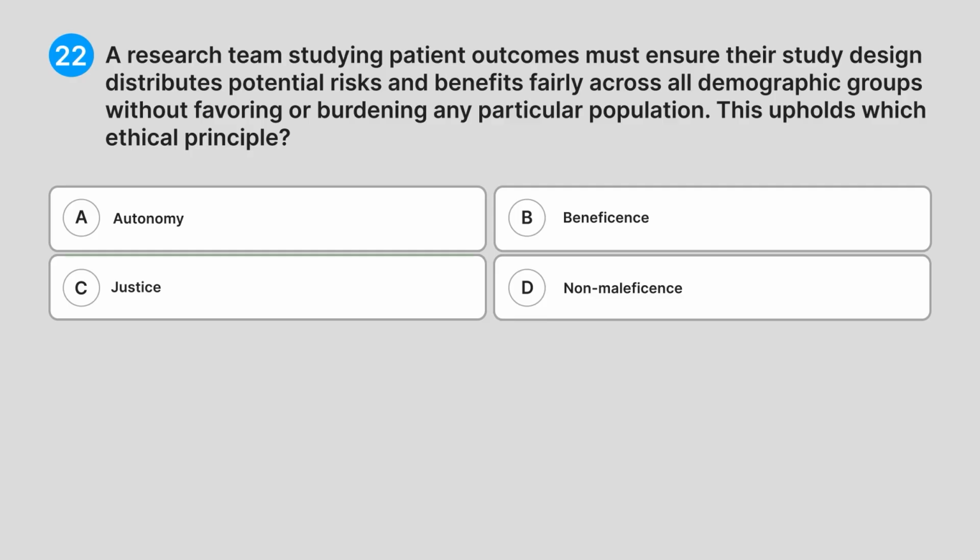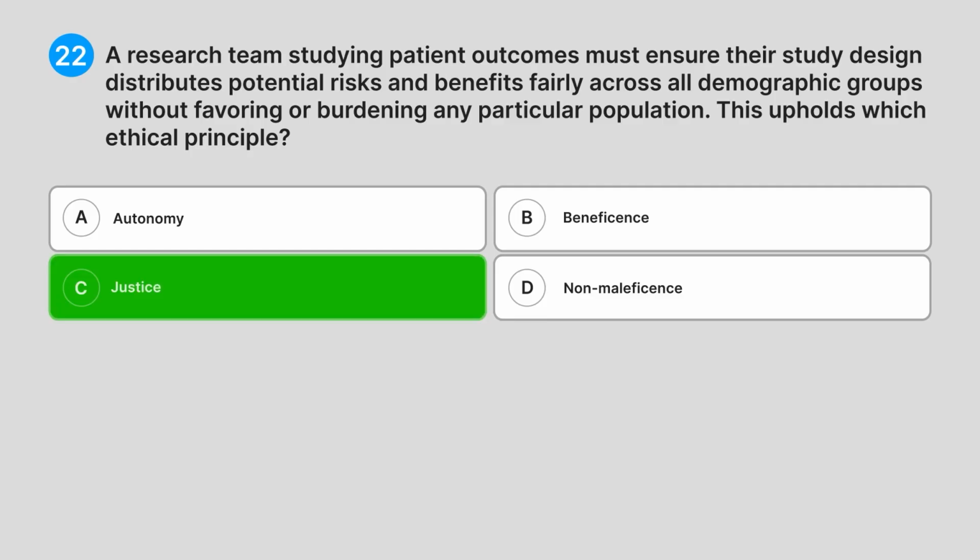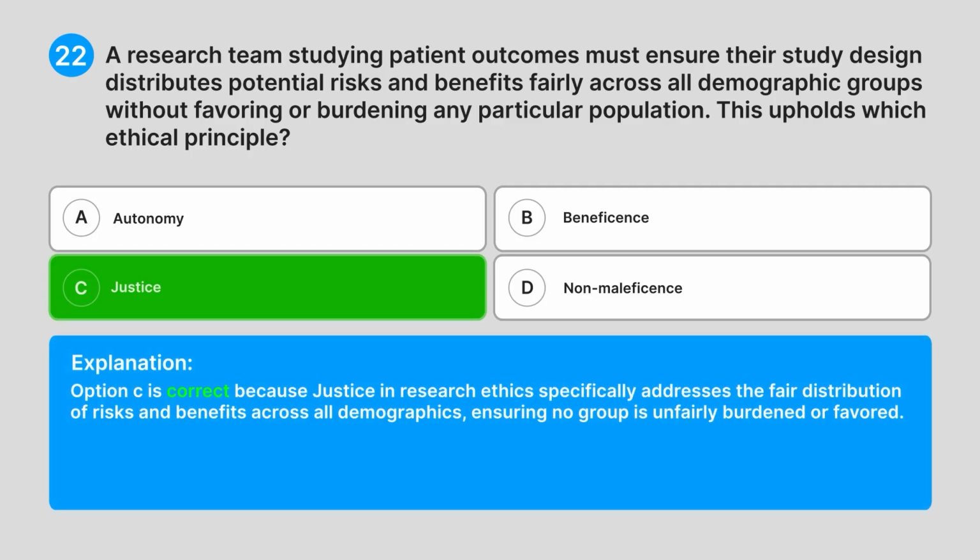Correct answer, C. Justice. Explanation: option C is correct because justice in research ethics specifically addresses the fair distribution of risks and benefits across all demographics, ensuring no group is unfairly burdened or favoured.